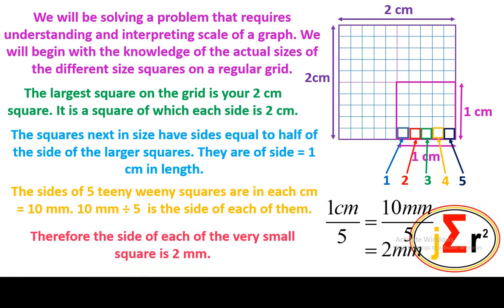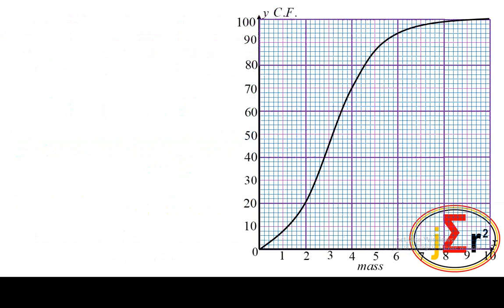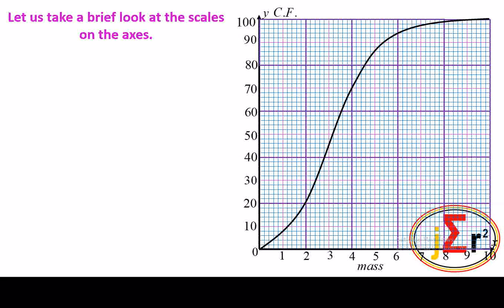So we have the 2 millimeters, the 1 centimeter, and the 2 centimeter squares. And those are the main units in terms of squares that are on your regular grid. Now we will take into consideration the length of the sides of the squares in arriving at the scale that is on each axis. So let us take a brief look at the scales on the axes. Notice what we have there, and it's not very difficult to see.